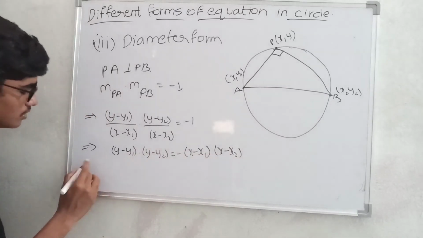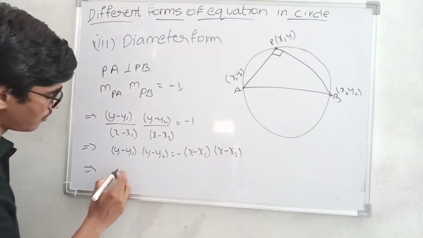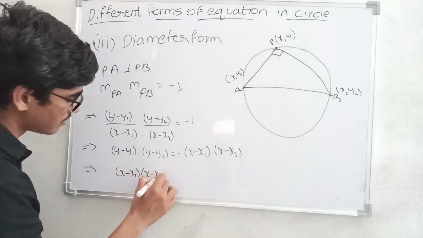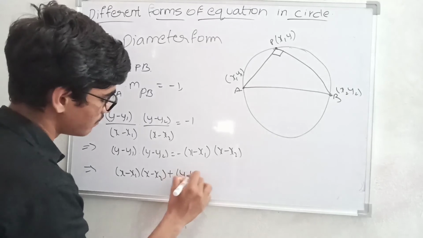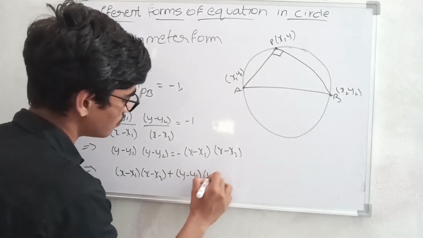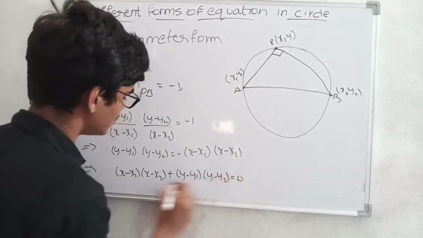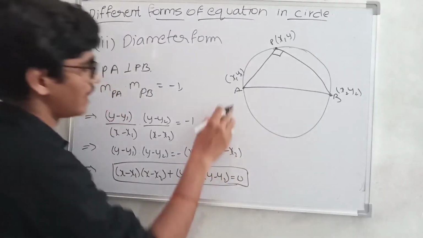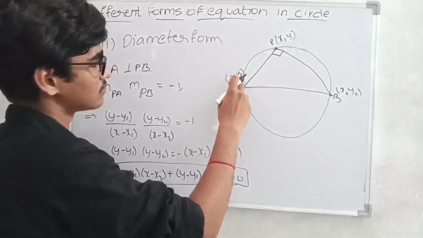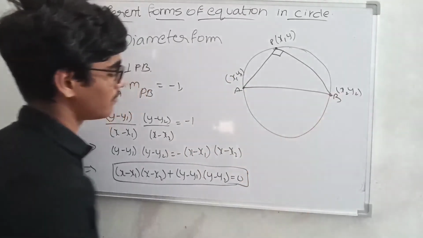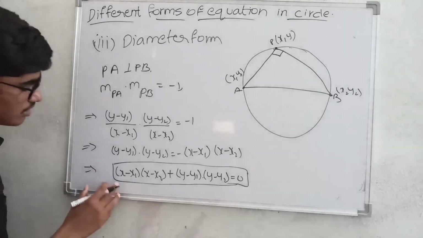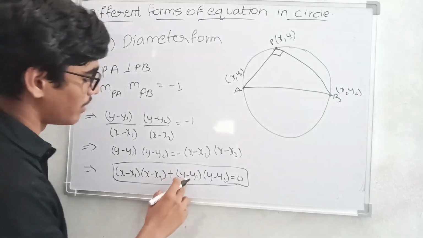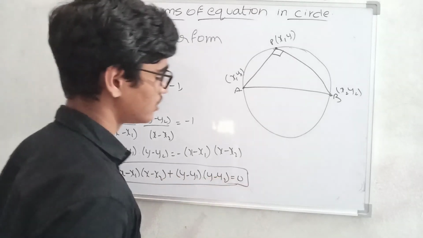On taking this to this side, we get the diameter form of circle as x minus x1 into x minus x2 plus y minus y1 into y minus y2 is equal to 0. That means if the diameter of a circle is A of x1, y1 and B of x2, y2, then the equation of the circle will be x minus x1 into x minus x2 plus y minus y1 into y minus y2 is equal to 0.